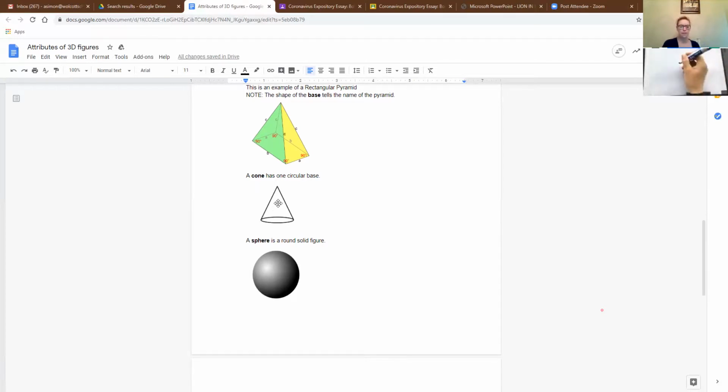We can think of cones like ice cream cones or party hats. We have a lot of things in the shape of cones.